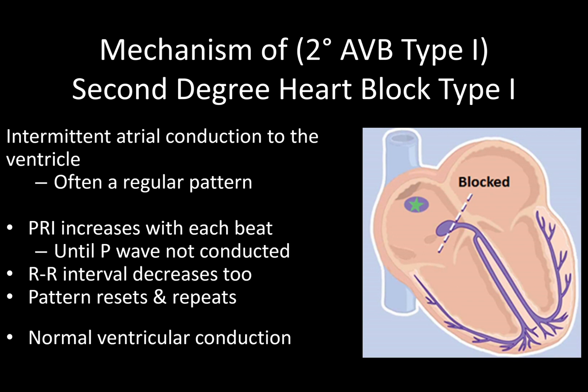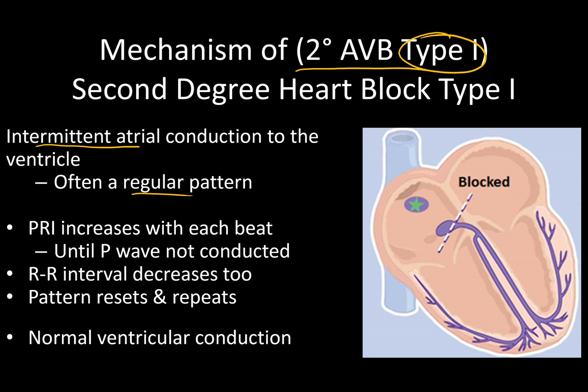Mechanism, second degree heart block type 1, also known as second degree AVB type 1. What makes this one unique is the fact that it is intermittent atrial conduction to the ventricle. With a first degree block, the P wave will always create a QRS. With second degrees, some of those P waves just don't get conducted through. Now, with type 1, you usually see a pretty regular pattern that winds up occurring, something that's pretty predictable. Not always, but oftentimes.